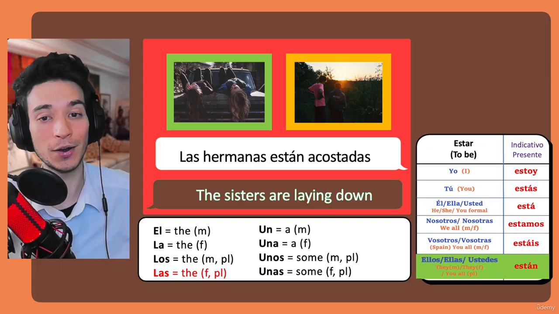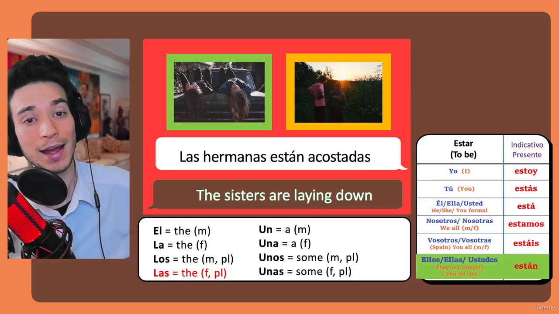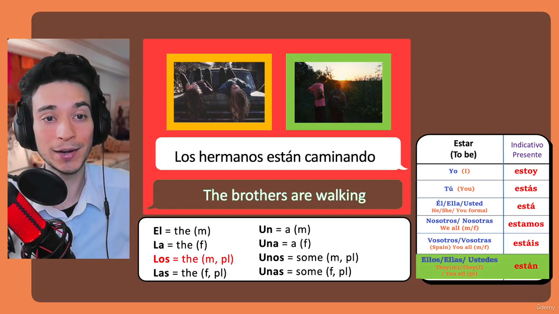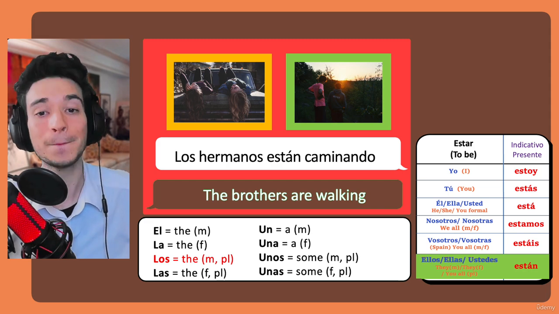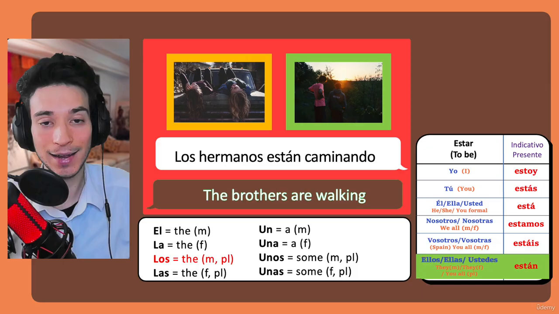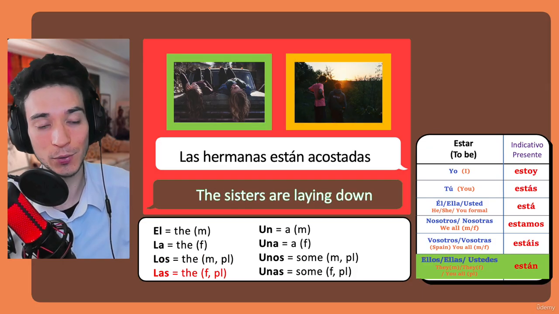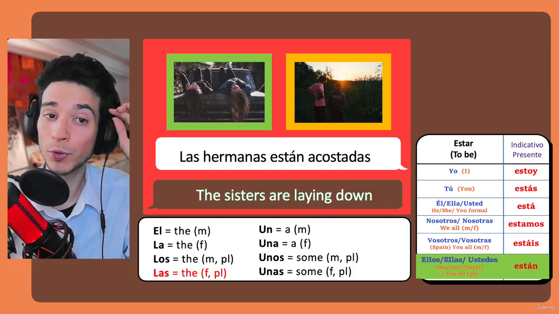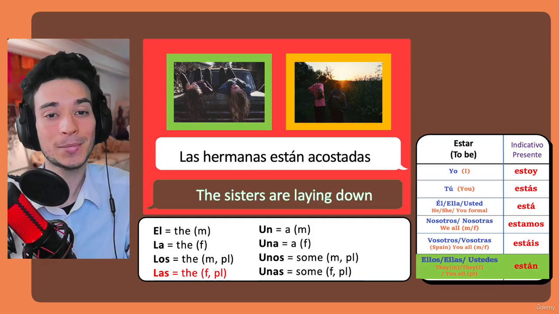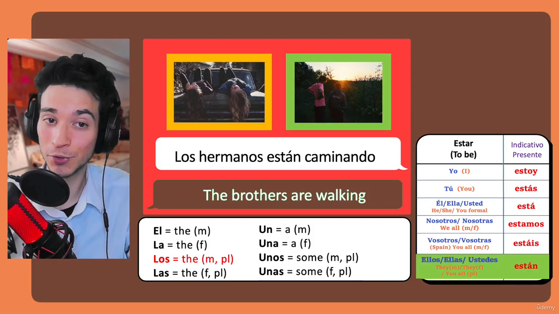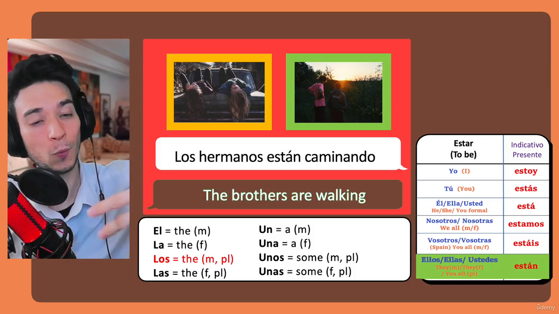The sisters are laying down. And we also have los hermanos están caminando. The brothers are walking. So acostadas is for laying down, but we have to use the conjugation for to be because they are doing it. And for the next one, we also use the conjugation for to be with estar and caminando, which is walking. So they are walking.